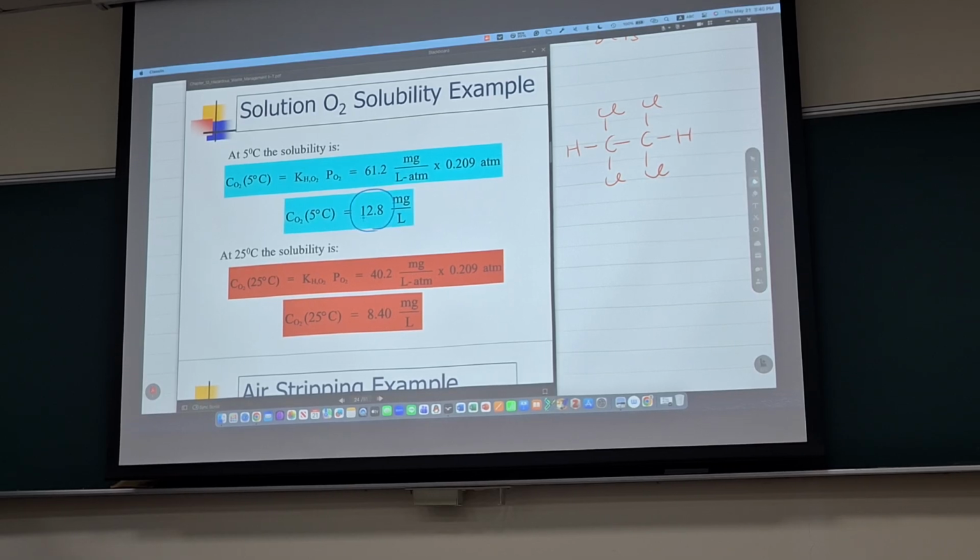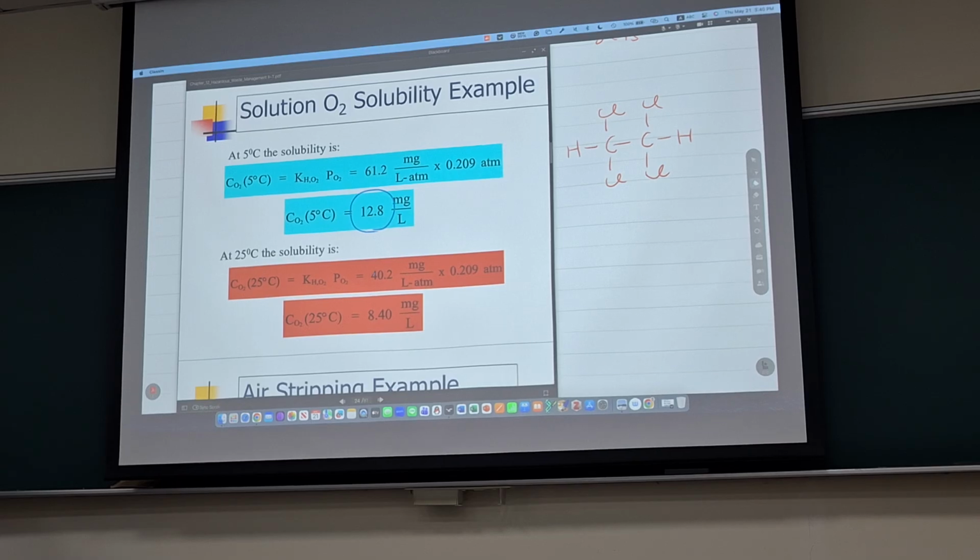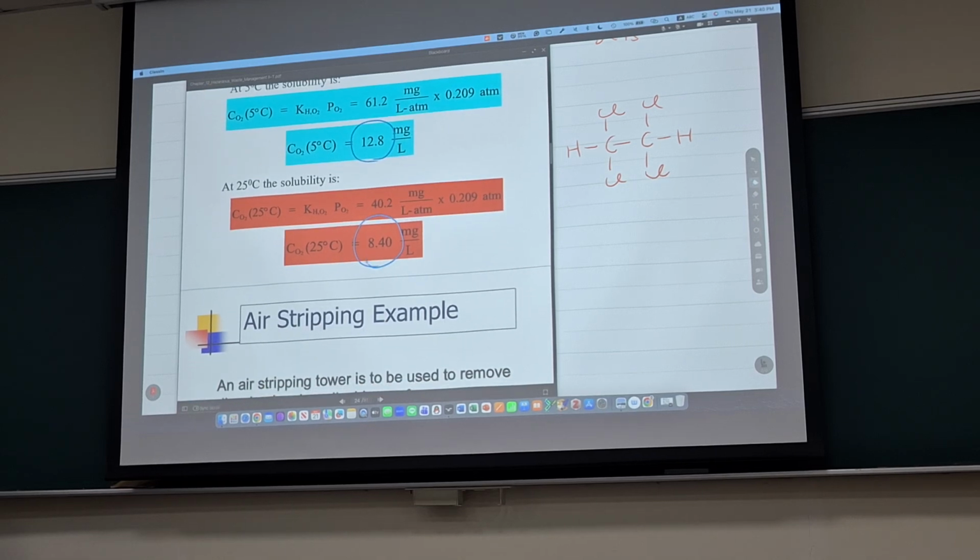So it's 12.8 and 8.4. Understand? So what does this tell us? This tells us as temperature increases, oxygen solubility decreases.